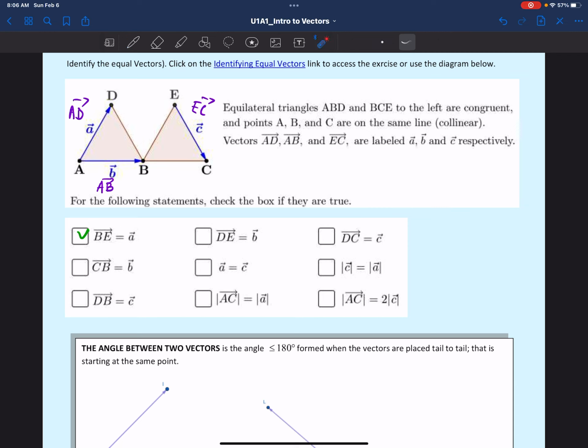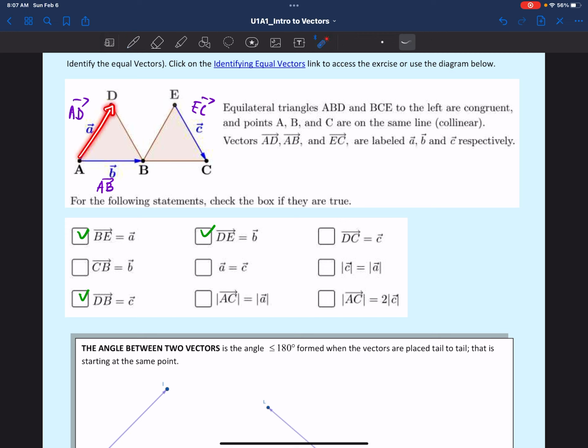Vector CB and vector B, they point in opposite directions, so nothing there. Vector DB equals C. So DB and C, they are the same direction, same magnitude. Vector DE and vector B. Same direction, same magnitude.